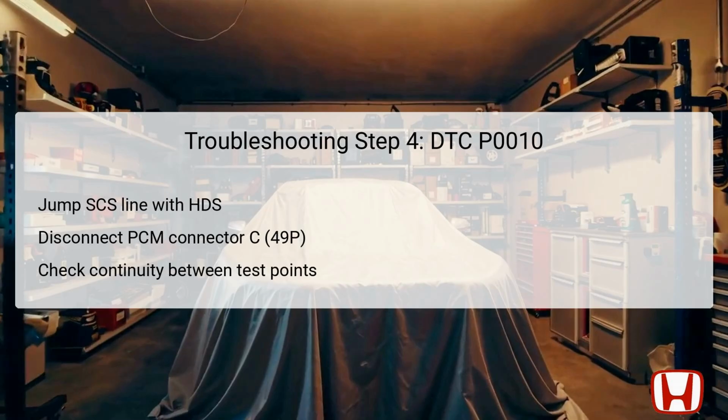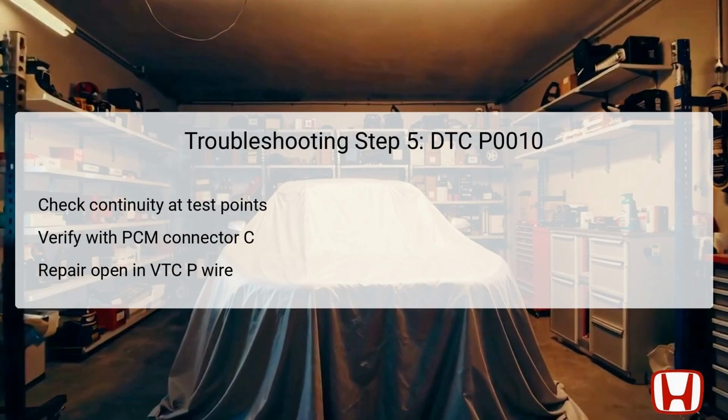You will now check for continuity between two test points. The first at the PCM connector C's number 33 pin, identified by its blue wire, and the second at the body ground, ensuring that the path is intact. A successful continuity test signifies that the VTC-P wire is not shorted between the oil control solenoid valve and the PCM. If continuity fails, immediate repairs in the wiring must be undertaken to rectify the short circuit issue, ensuring proper functionality of the VTC system.